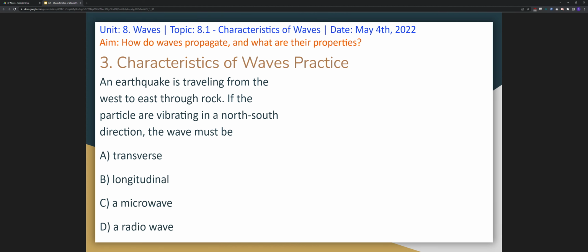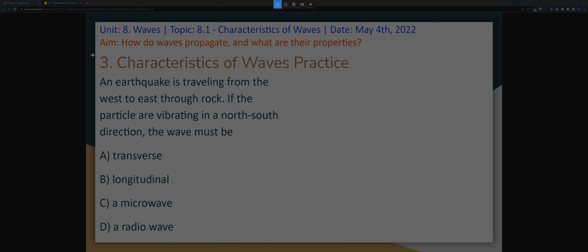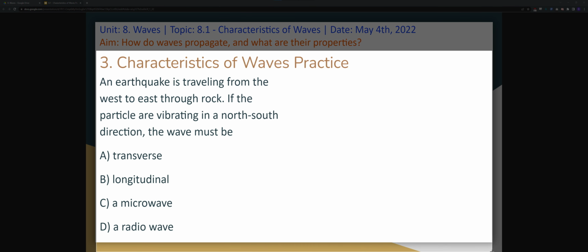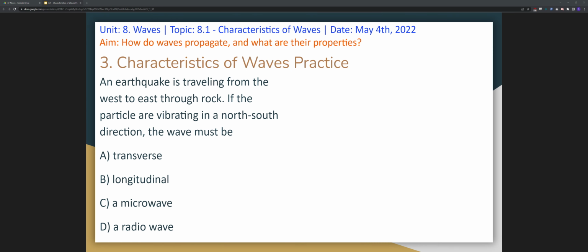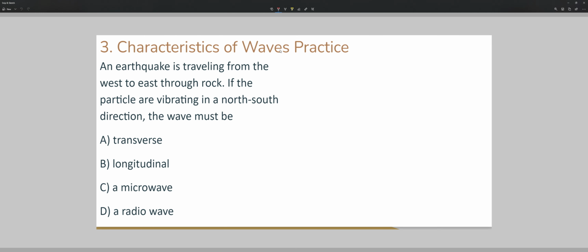So let's do a practice question. An earthquake is traveling from west to east through a rock. The earthquake is going west to east, and the particles are vibrating in a north-south direction, so up and down. So north-south, the wave must be what type of wave?